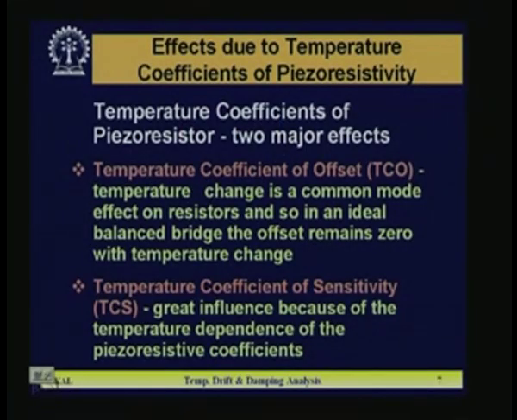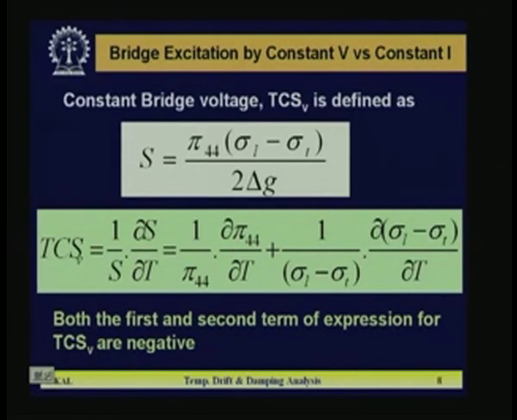The second factor is the temperature coefficient of sensitivity. This is very important. It has great influence because of the temperature dependence of the piezoresistive coefficient. So that particular point we have to address much. The temperature dependence of the piezoresistive coefficient, which I just mentioned, pi 11, pi 12 and pi 44. So now let us see the constant.